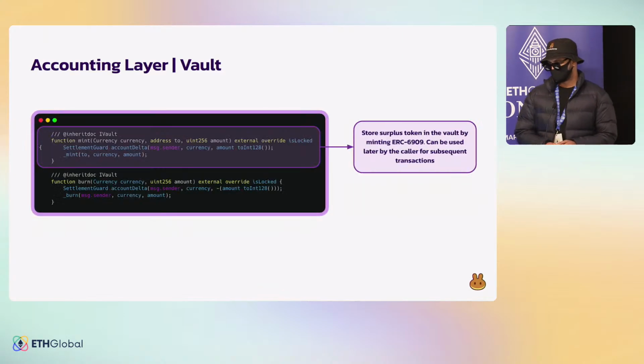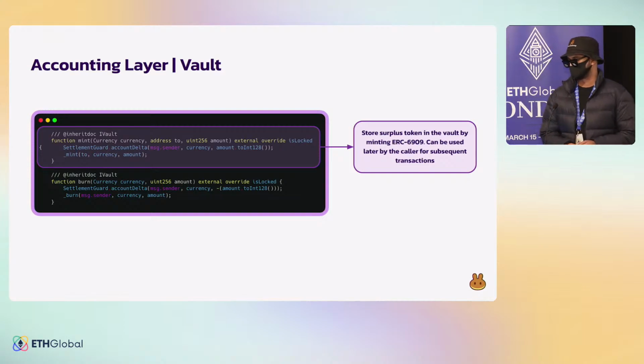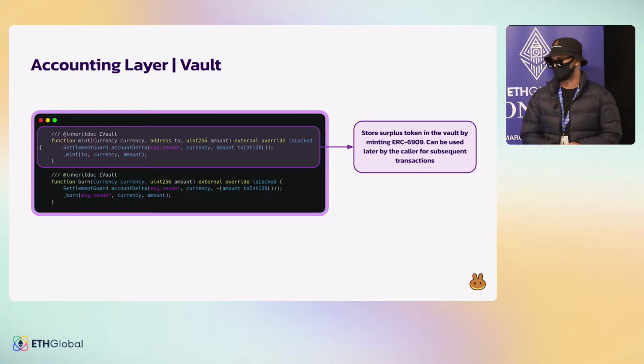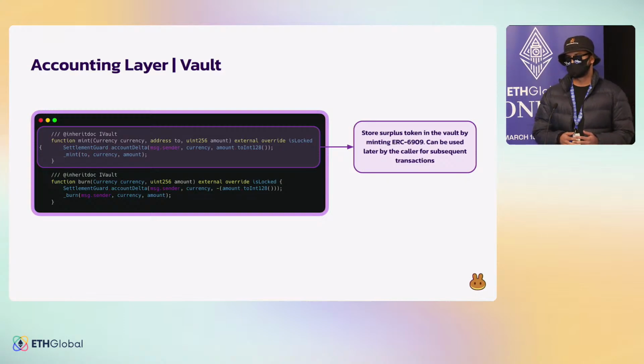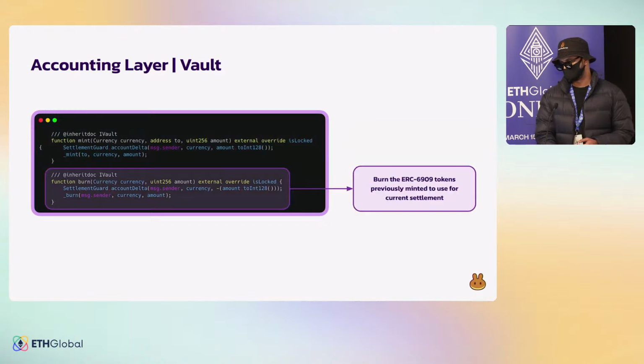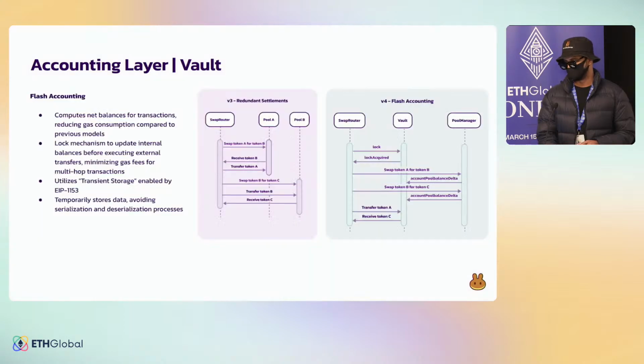And now it's also possible to store surplus tokens in the vault by minting ERC6909. So you don't need to transfer tokens to and from your wallet to the vault. You can store them within the vault, and you can use them subsequently later for other transactions. So you can mint those ERC6909 tokens and then burn them later to use them. So this reduces a lot of redundant transfers of tokens between the wallets and results in gas savings.